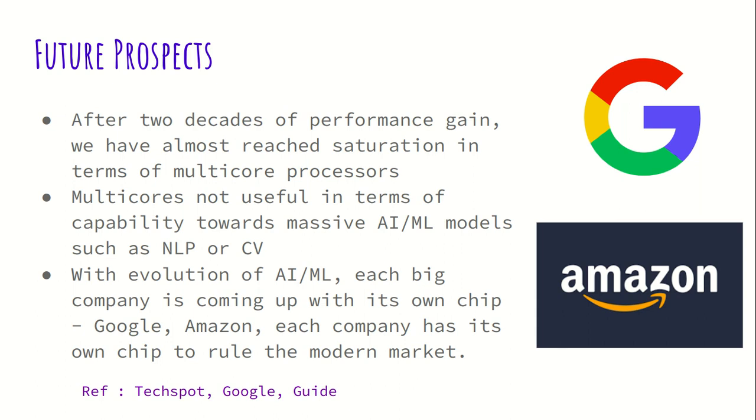Also, with AI/ML, there is no generic computer architecture. Each big company is coming up with its own chip. For example, Google and Amazon are designing their own chip according to their workload and with a vision to rule the modern market. With the booming of AI and ML in the recent past, the multicore industry is expected to take a serious hit.